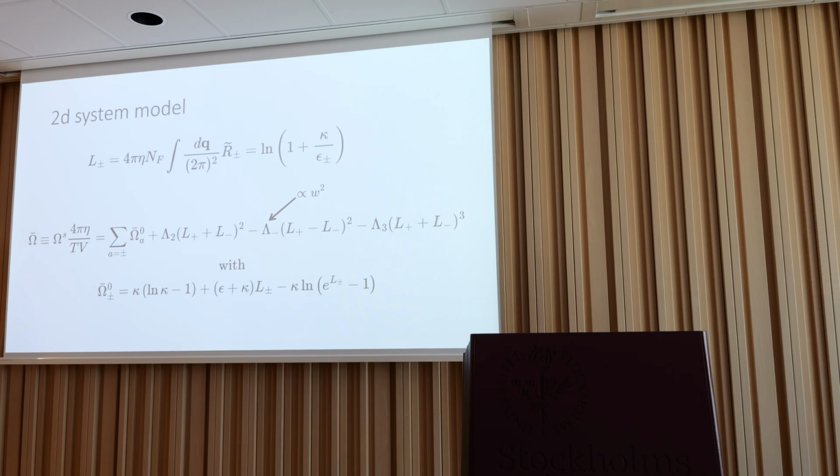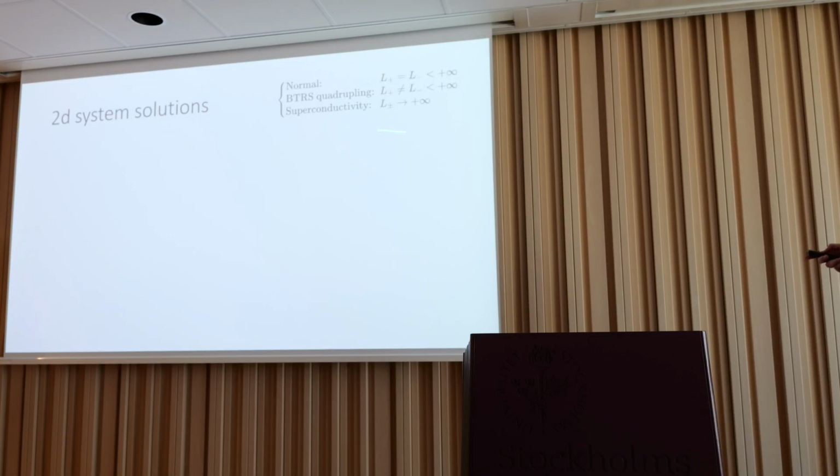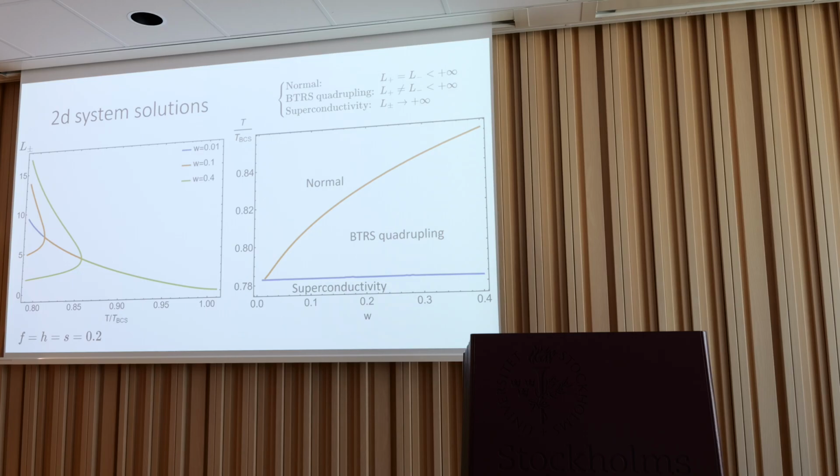But there are cases where there are local minima, and so in this case, the normal state is interpreted as a situation when there is a single local minimum, BTRS if there are two local minima, and superconducting when there is no local minimum. And this term is basically responsible for the case where it becomes favorable for this one minimum to split in two. This is basically repeating what I said: in the normal state they are equal, in the BTRS quadrupling state they are not equal, and in superconductivity they diverge. Right, so these are some of the solutions.